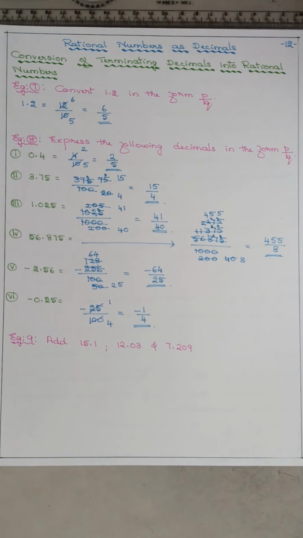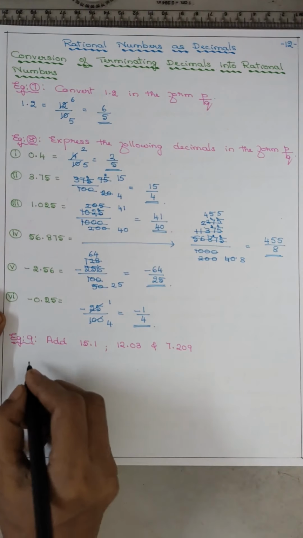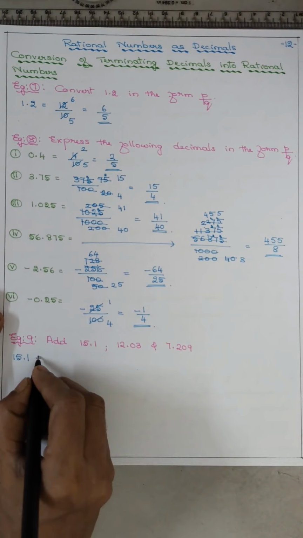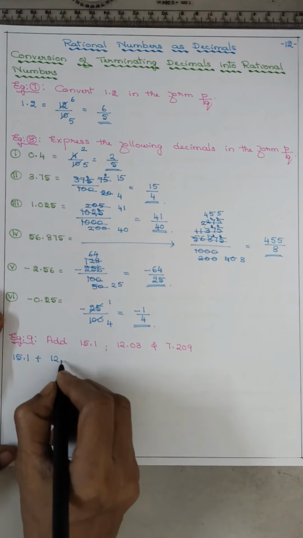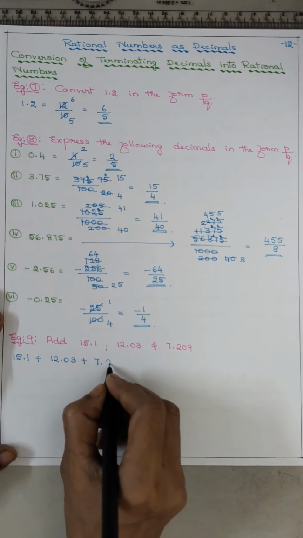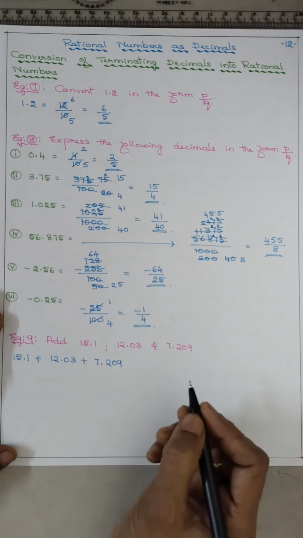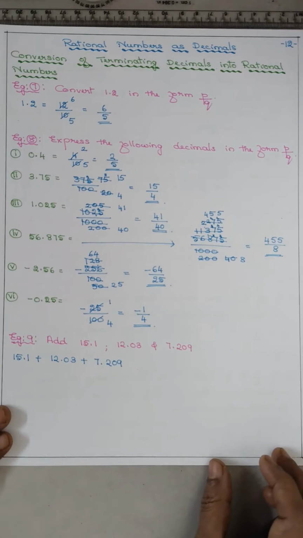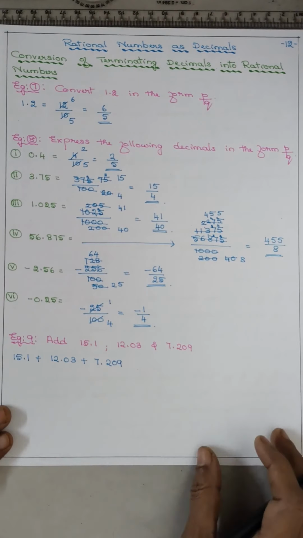Now coming to example 9. It is addition. 15.1 plus 12.03 plus 7.209. See, you can write in the vertical form.